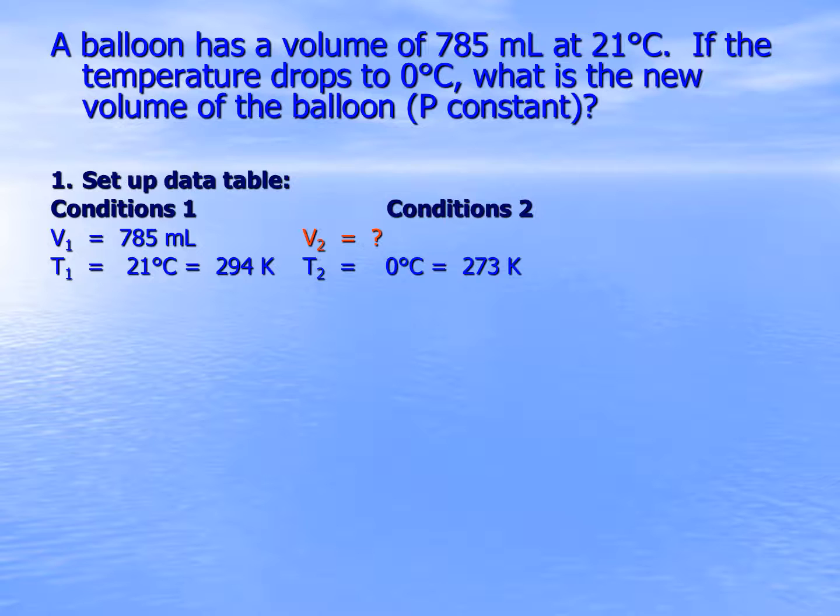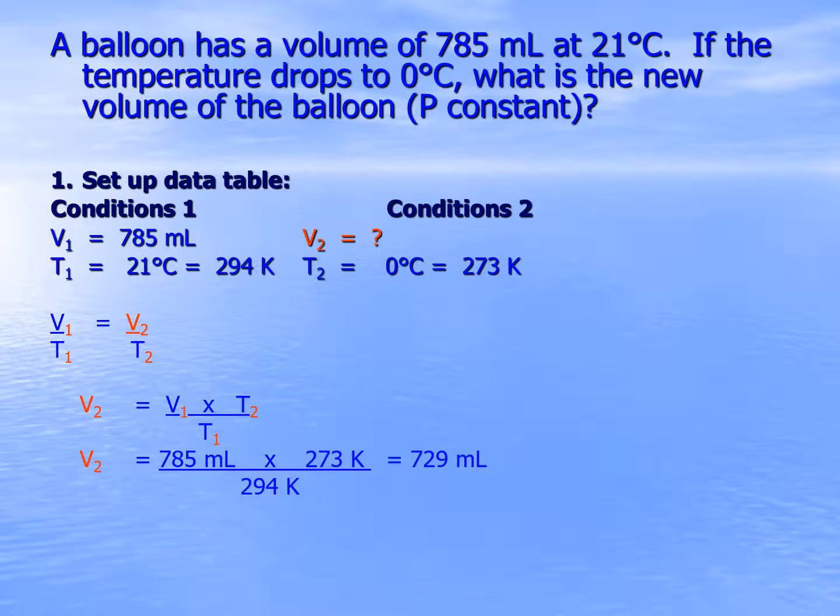We know V1. We don't know V2. We know T1 in Celsius, convert it to kelvins. We know T2 in Celsius, convert it to kelvins. V1 over T1 equals V2 over T2. Do your cross multiplying, get your V2 by itself: V1 times T2 over T1, 785 milliliters times 273 Kelvin over 294 Kelvin. Kelvins cancel, and we get 729 milliliters.